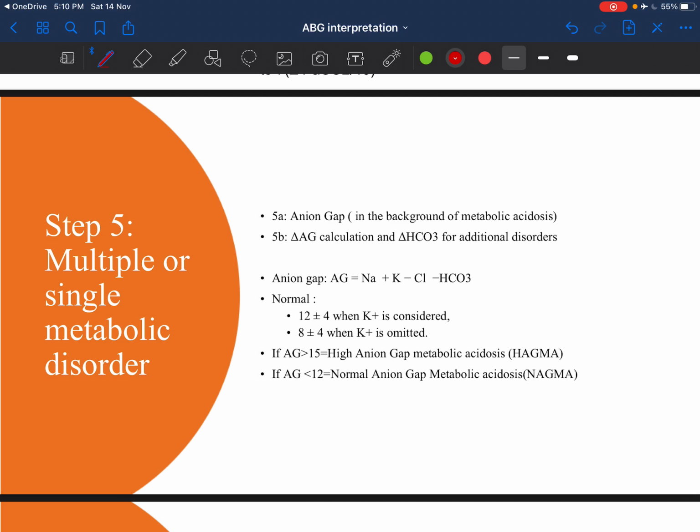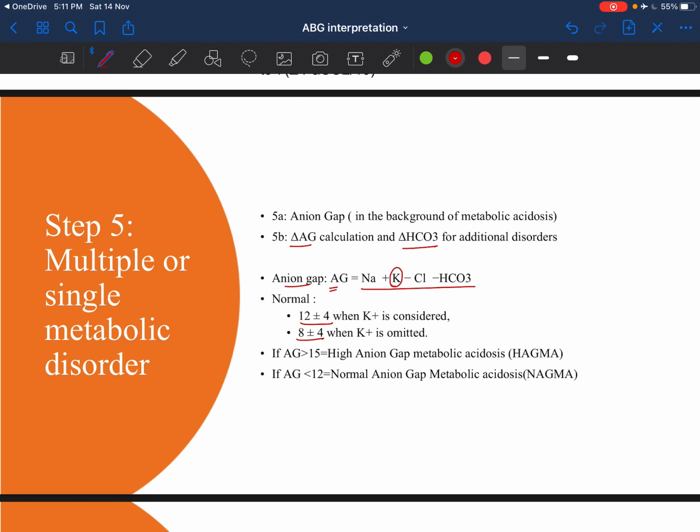Okay. So anion gap is generally applied in the background of a metabolic acidosis, and for you to know whether it's just metabolic acidosis or additional something else is there, you will use delta anion gap and delta bicarbonate. Normal anion gap you calculate by this formula. You may or may not include your potassium. If you include potassium, the values will be 12 plus or minus 4, and if you omit potassium, it is 8 plus or minus 4.